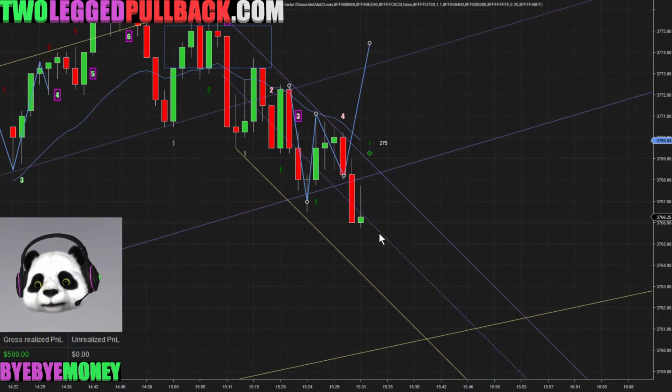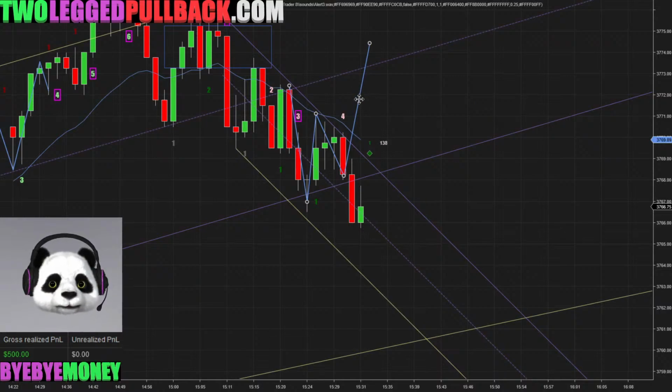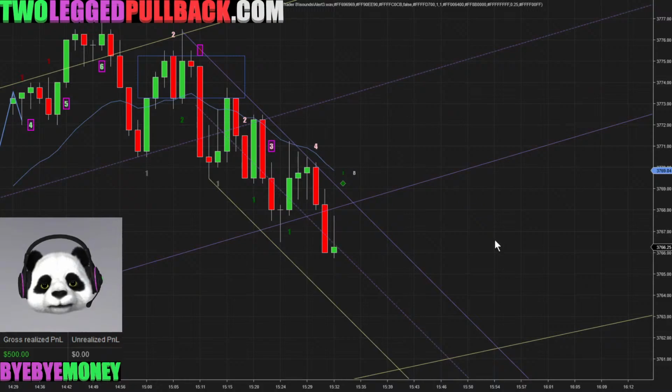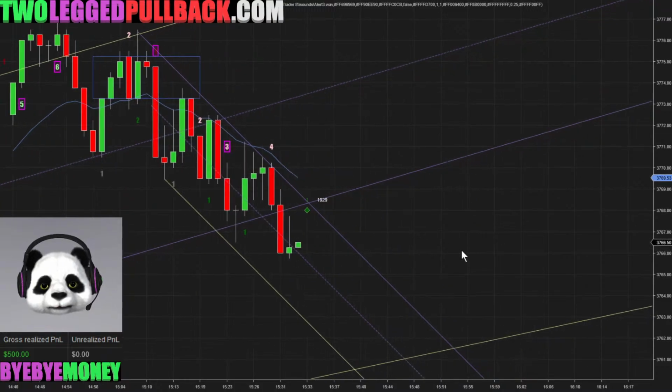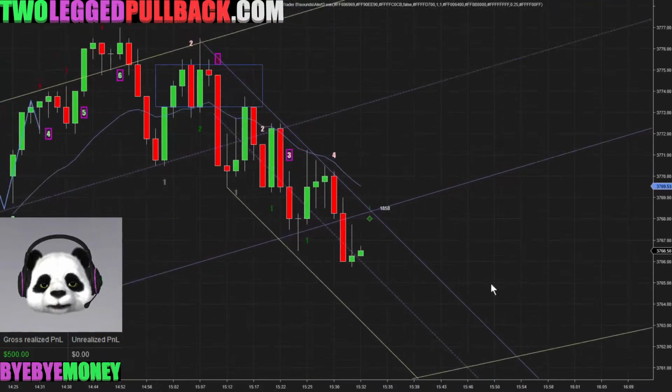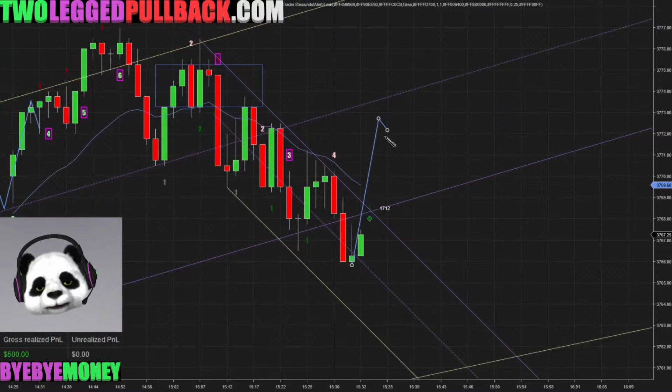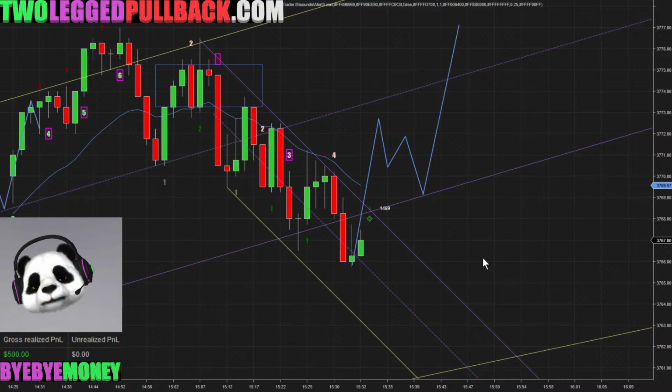I don't know if any of you guys can spot the two-legged pullback on GameStop right now, but there's a two-legged pullback forming on GameStop. On the dailies, I'm looking at the dailies. Daily chart here. So my setup right now, the market actually has to do this. The market has to do all this price action before I consider going long. And this is the setup I'm looking for.